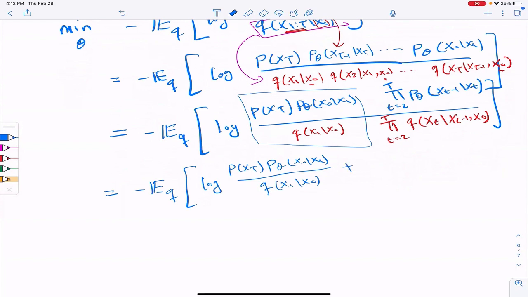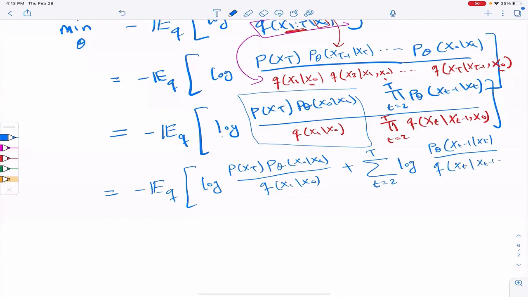plus, now I have the product from t=2 to capital T, and log applied to the product will turn that to a summation. This will be the sum from t=2 to capital T of log of individual terms, which will be P theta xt minus 1 given xt divided by Q xt given xt minus 1 and x0.